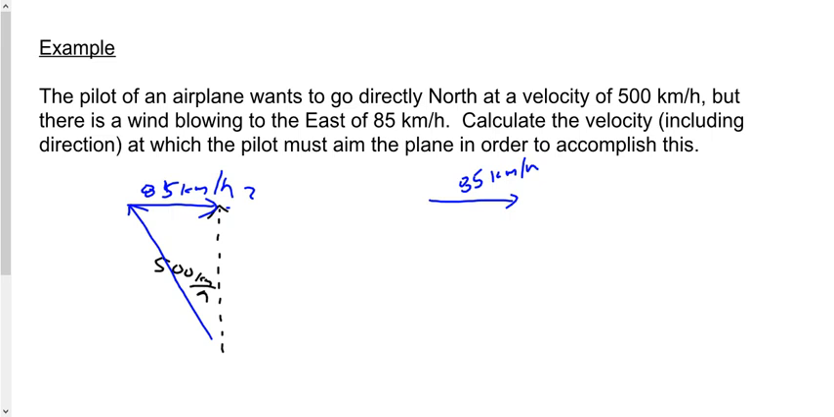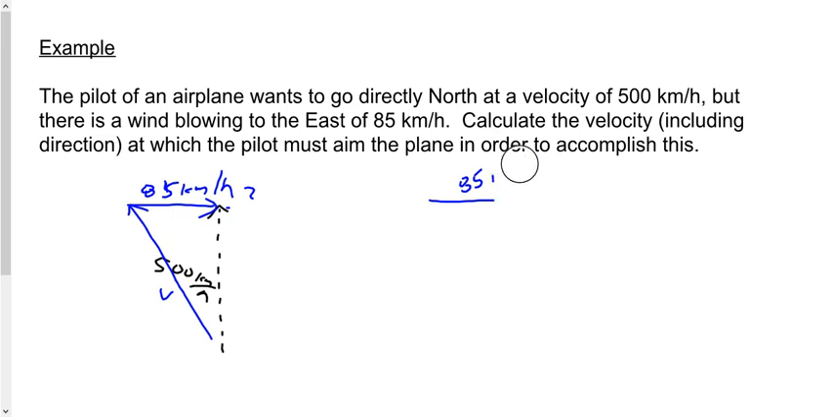I still want to find the hypotenuse, but the hypotenuse is not the resultant. The resultant is already given to me as 500 to the north. It's not the longest vector this time. The longest vector is where I aim. So I'm going to aim at a certain speed. That, combined with the 85 kilometer per hour wind, is going to result in my actual motion, which is to the north. So I want to find the hypotenuse.